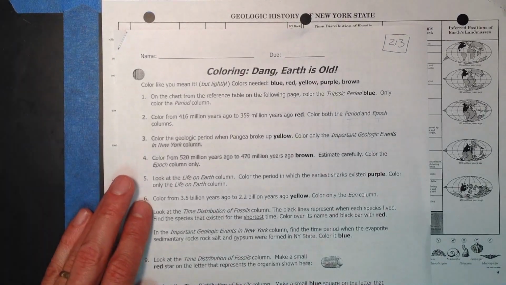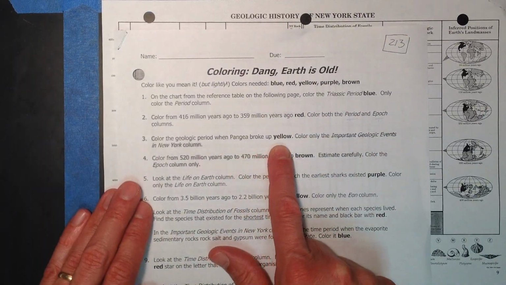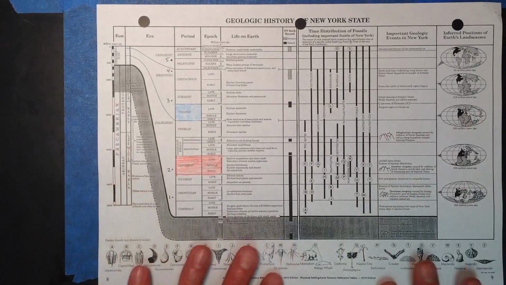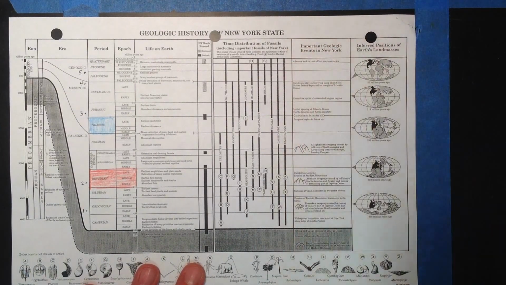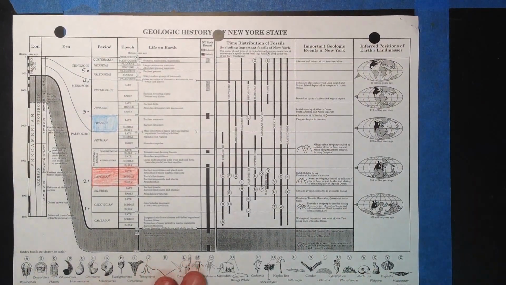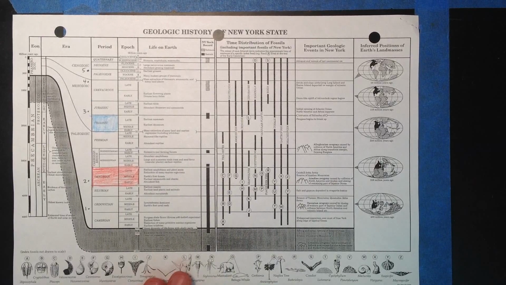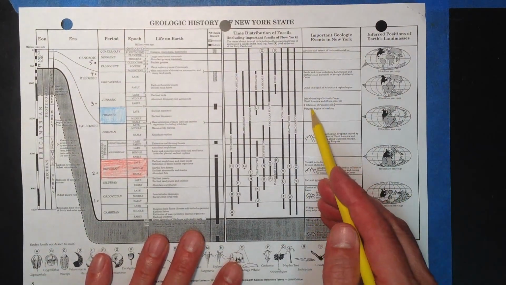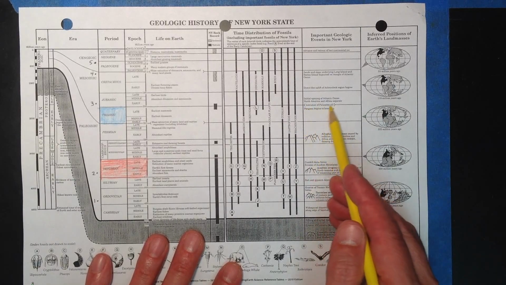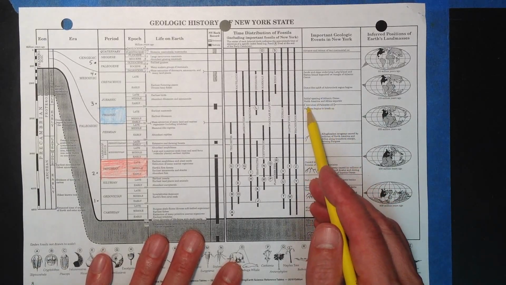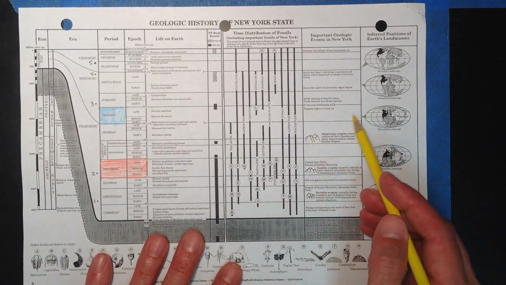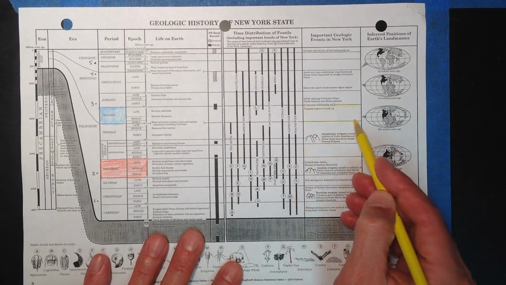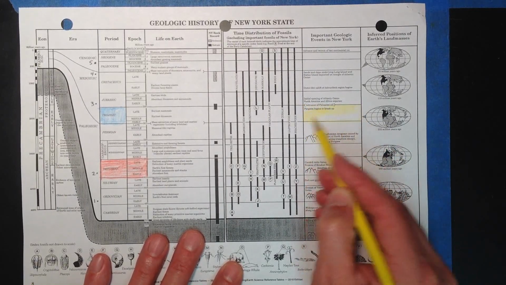Third, color the geologic period when Pangea broke up yellow. Color only the important geological events in New York column. You're really going to have to look around. Pangea broke up, if you remember that from the plate tectonics unit, that was the supercontinent. Pangea breaks up right here. Make sure you recognize that. I'm coloring just this column, just this box, yellow. Pangea breaks up there.